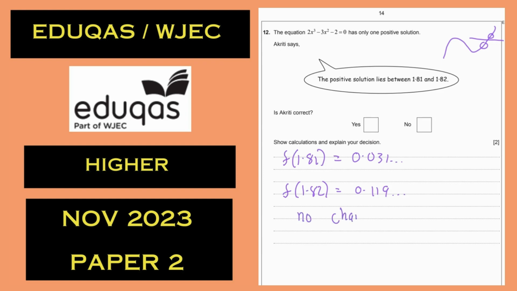No change of sign. Whoops. So Akriti is wrong. It's a no from me.